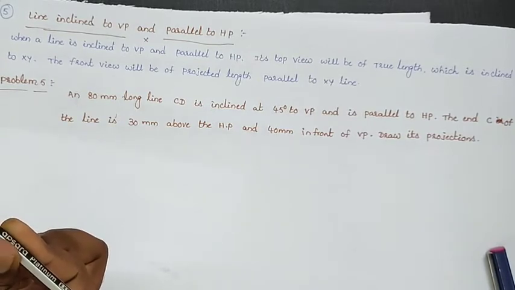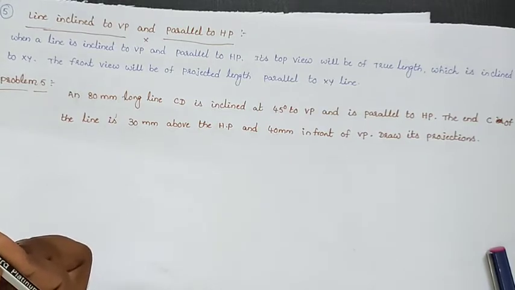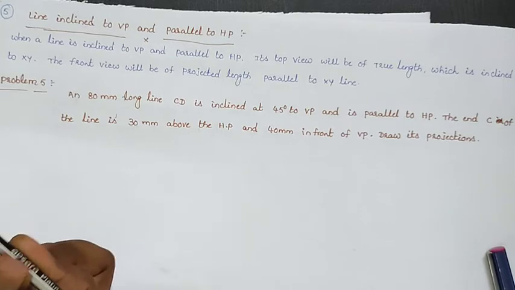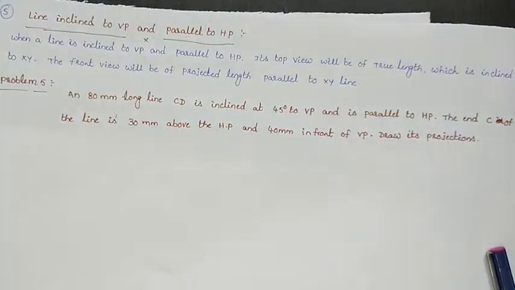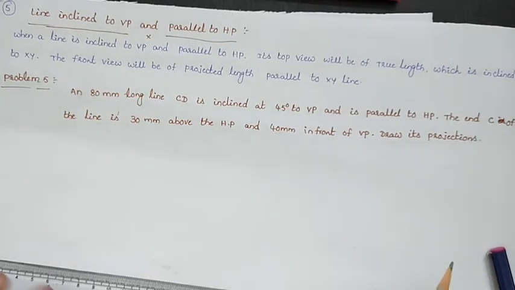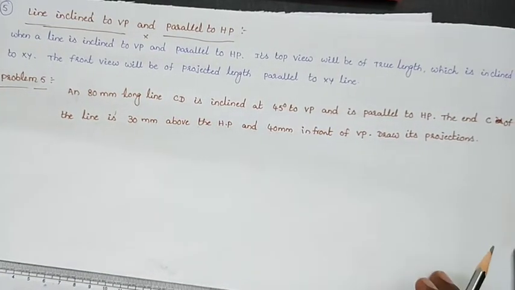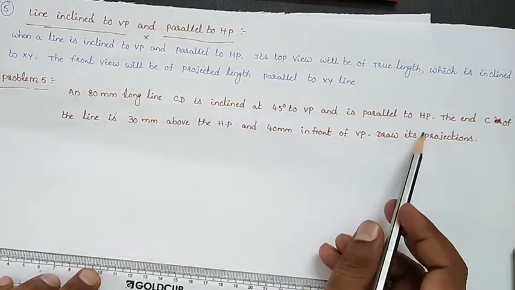And whenever you see the object from the front view, we will get a straight line which is parallel to XY but is less than the true length of the line. So we will get a projected length as the front view. Now we will draw the projections of this line. So they are giving that an 80 mm long line CD is inclined 45 degrees to the VP and parallel to the HP.